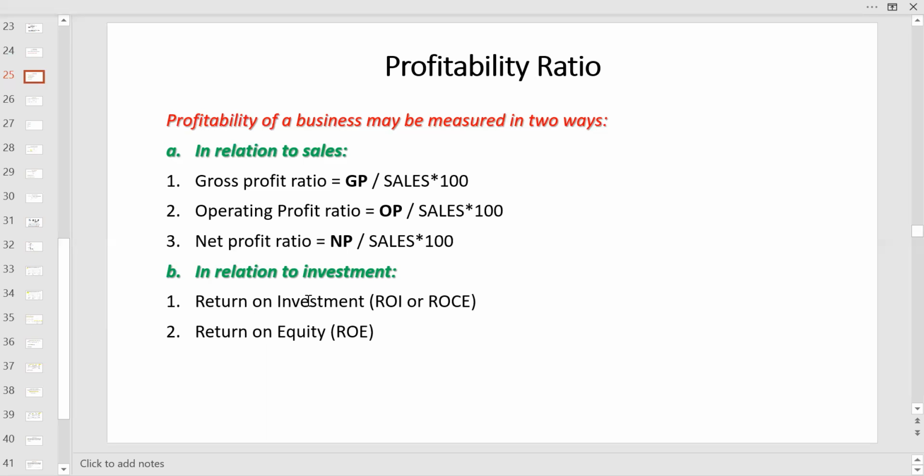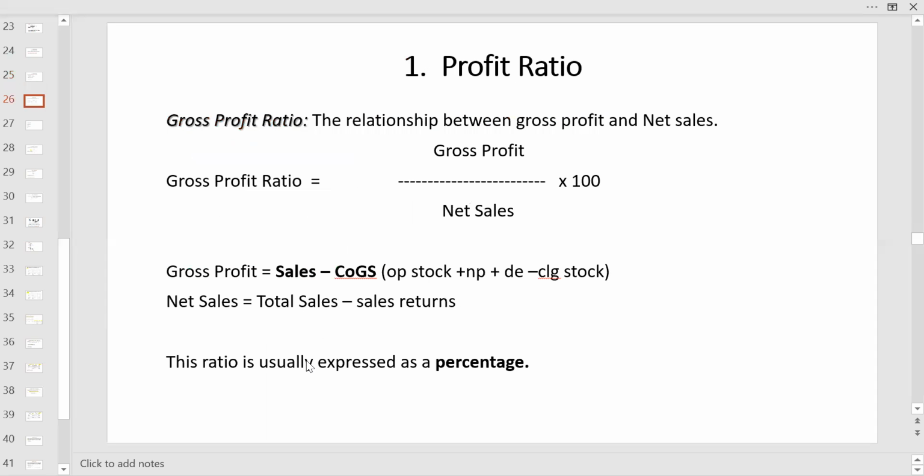So that is one ratio, return on investment, which is also known as ROI, or also known as ROCE, that is return on capital employed. And the second one is return on equity. Equity वालों को कितना रिटर्न मिल रहा है जो उन्होंने पैसा लगाया. ठीक है. सो ऑल दीज 5 ratios we are going to see in this particular video itself.